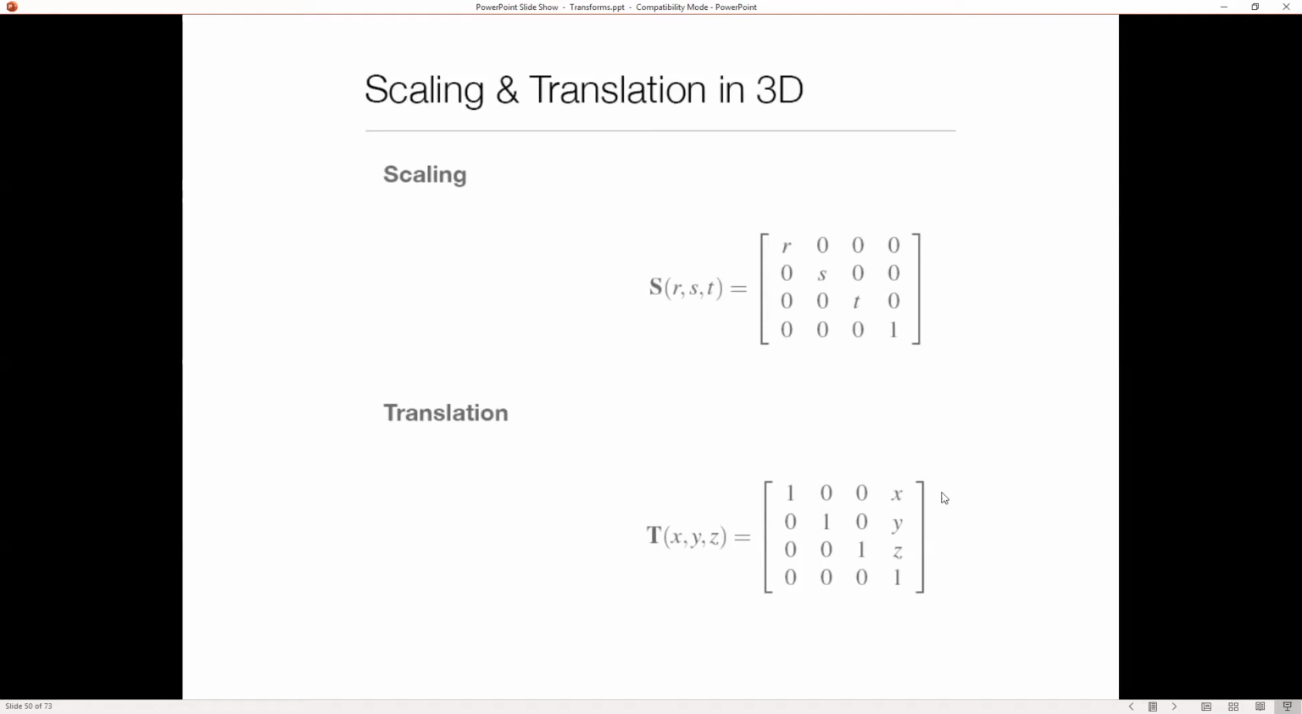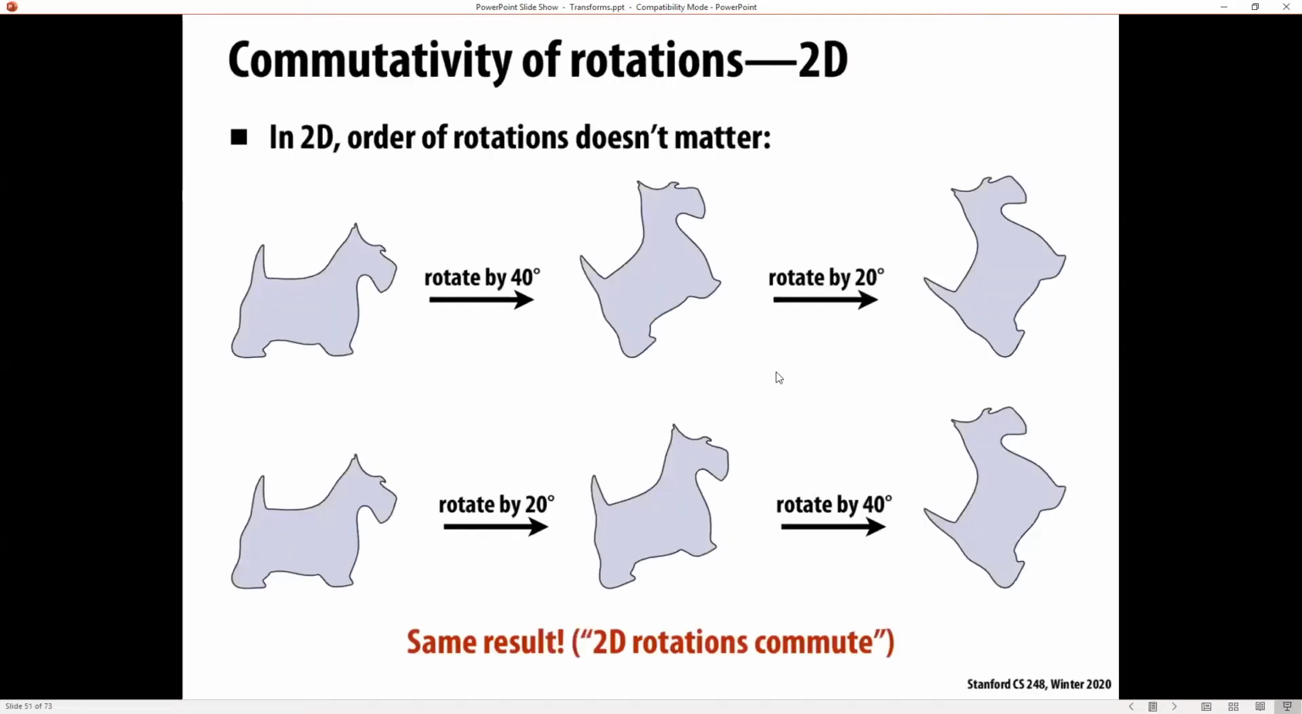For the same reason, because our translation, we have to hide out here in this fourth column in order to make all of our math work. So we're going to use 4D vectors in order to do our 3D operations. So here's translation. I think these are straightforward. Rotation gets a little bit more confusing.